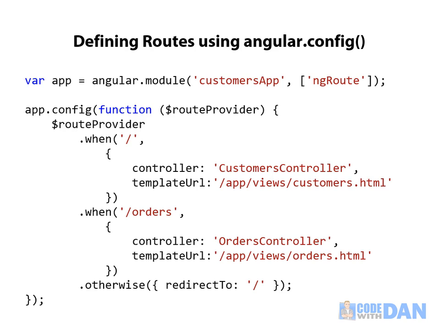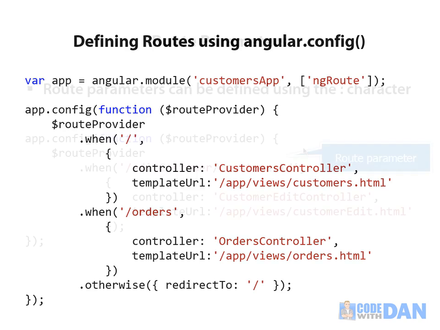So it's actually pretty easy to configure routes. The trick, again, is that first you have to reference the ng-route module. Once that's referenced, you can take the module, call config, and then the route provider will be injected in. Then we can use it to configure the path and associate a controller with a view using these different properties here.